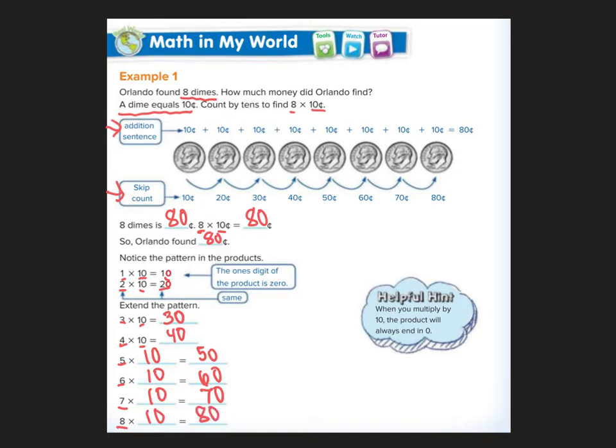Notice, in the ones place, there is always a 0, and the tens place is just the number we're multiplying it by, right? And then the ones place is always 0. That's kind of a cool little pattern to find out.